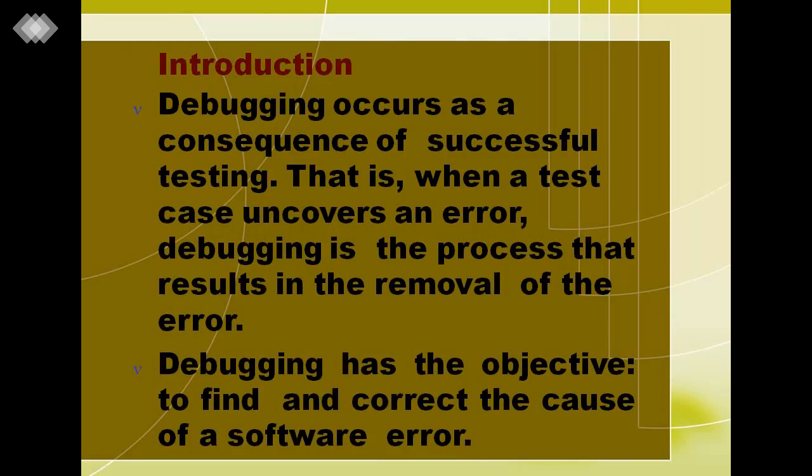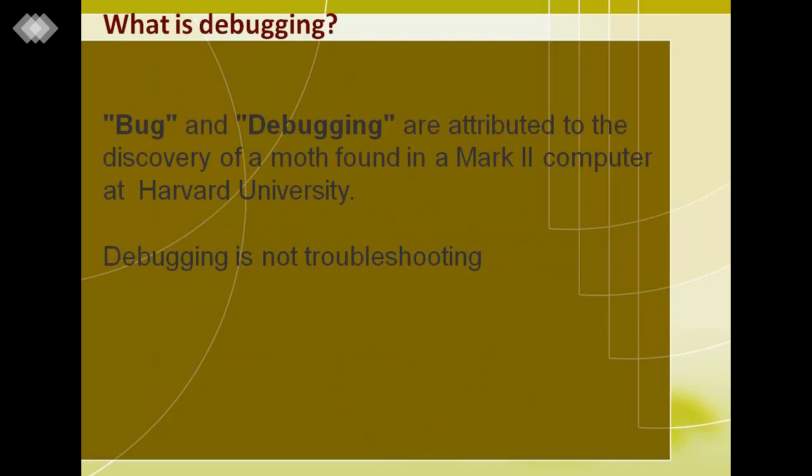Now, the next introduction part is that debugging occurs as a consequence of successful testing. That is, when a test case uncovers an error, debugging is the process that results in the removal of the errors. So, debugging has the objective to find and correct the cause of a software error.